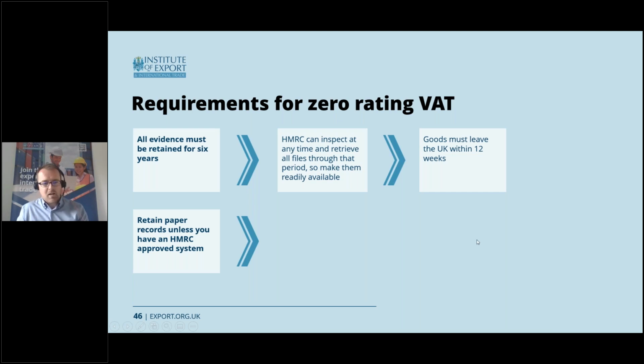Paper records, there's obviously been some developments in the last couple of years around easements because of COVID and access to paper documents, and more adoption of electronic documentation. But you should retain those records where you can, unless there is an approved system in there that HMRC have had visibility of.